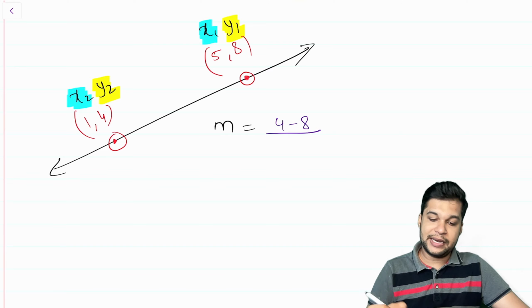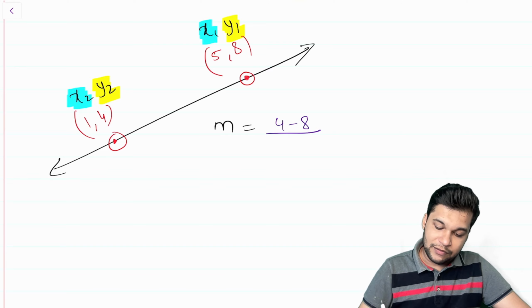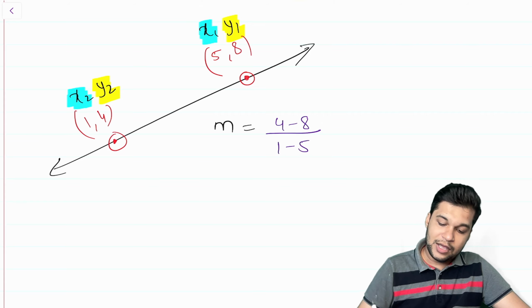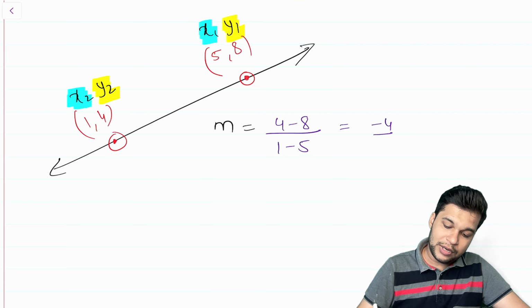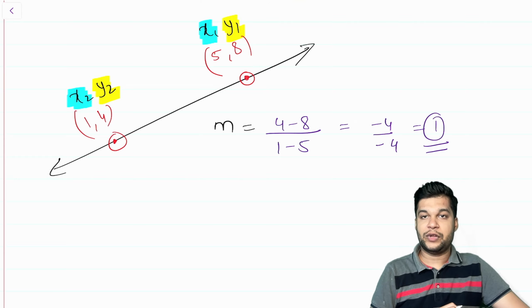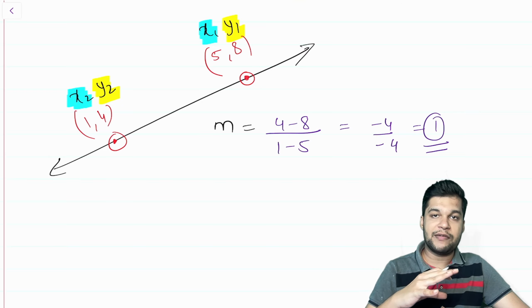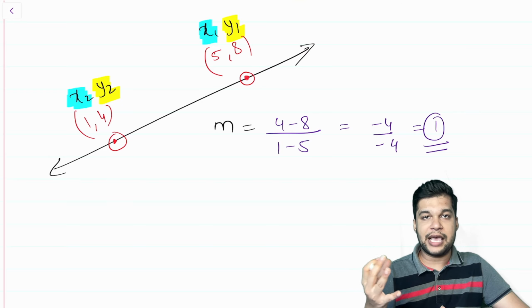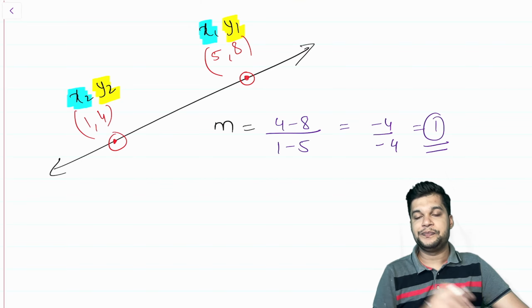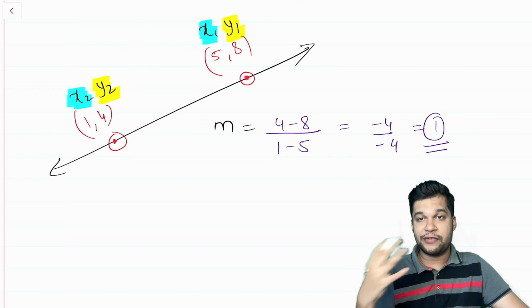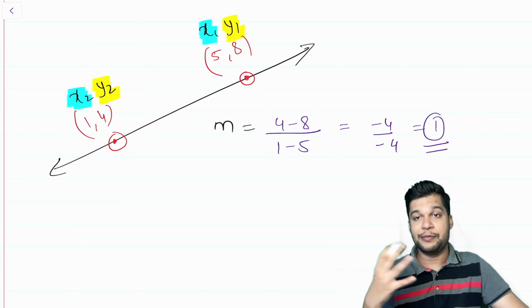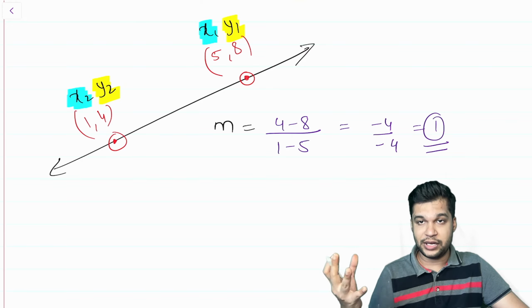So it will be 1 minus 5. Okay, which is negative 4 upon negative 4 again. That's quite amazing, which is positive 1. Right, so the slope is 1. Or you can take 1 comma 4 as x1 y1 and 5 comma 8 as x2 y2. The answer is still going to be the same. You can try it. If you get a different answer, please comment down in the comment section. I'll help you. I'll make a different video and send it to you personally.